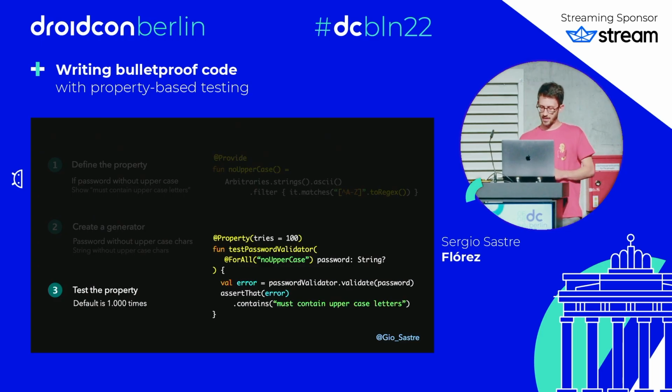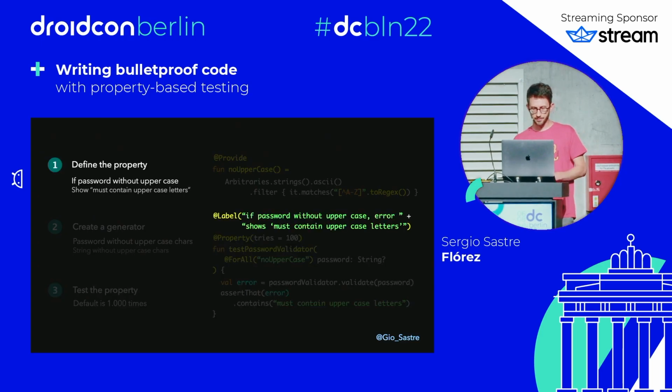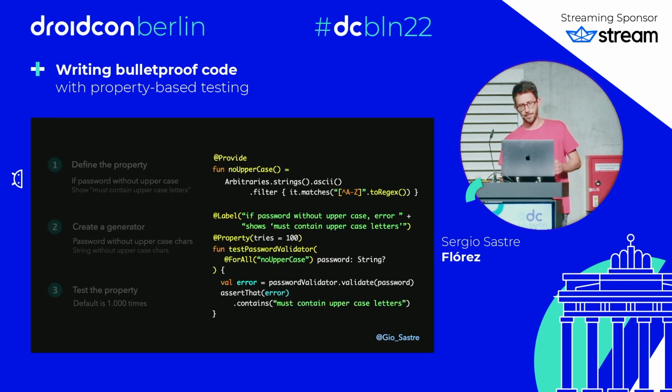And last but not least, coming back to the property that we have defined, in jqwik there is something like Label. Label is very similar to DisplayName in JUnit 5. Basically, we want with this to change the name of the test displayed in the report. So this is an overview of the property-based test with the generator and everything.